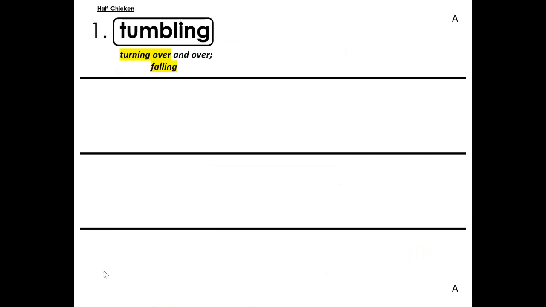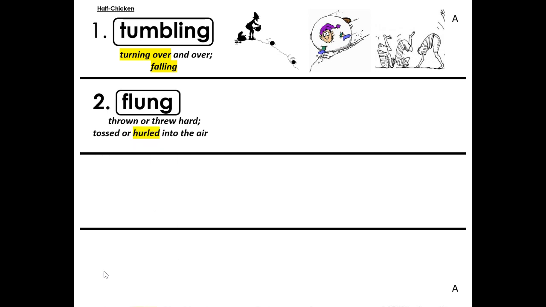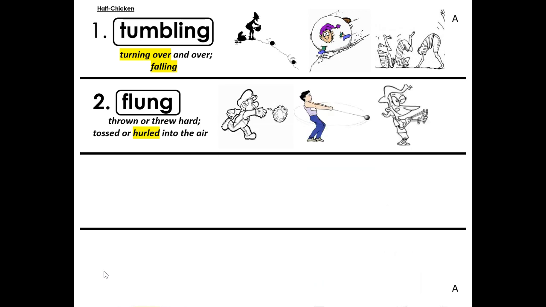Time to check your work. Number one, tumbling. Another word for tumbling is turning over or falling. And I highlighted those words in yellow. Turning over, falling is the same as tumbling. Number two, flung. Past tense of fling. Flung, thrown or threw hard, tossed or hurled into the air. You could also say hurled. And I highlighted that.